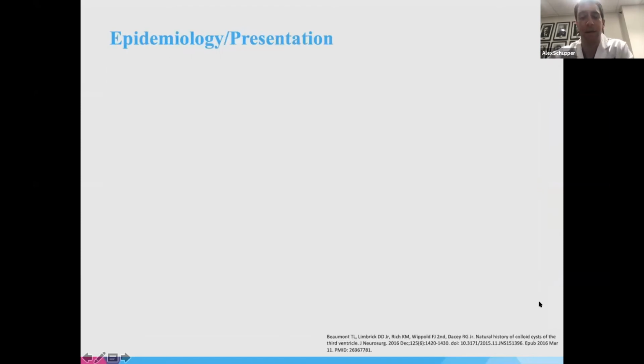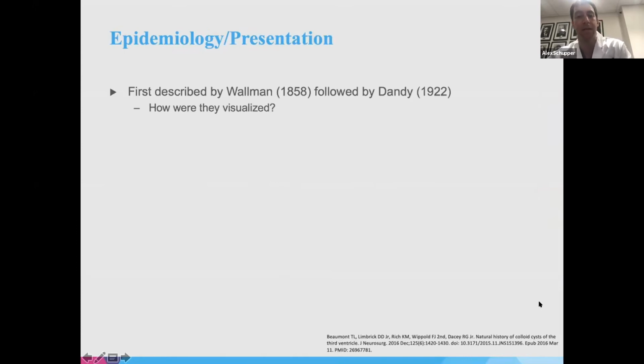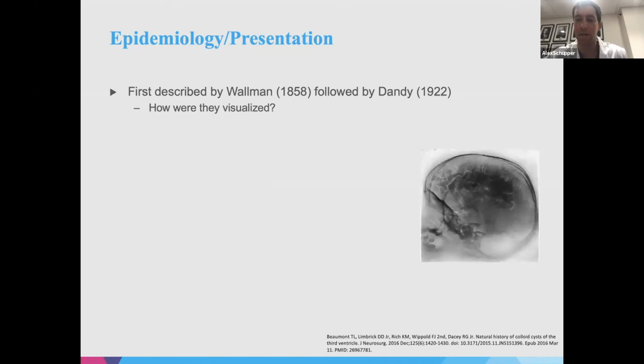So to take a step back and talk a little bit more about this disease. Colloid cysts were first described by Wallmann in cadavers in the 1850s. And then Dandy was the first one to treat a colloid cyst in 1922. They were visualized with this picture.